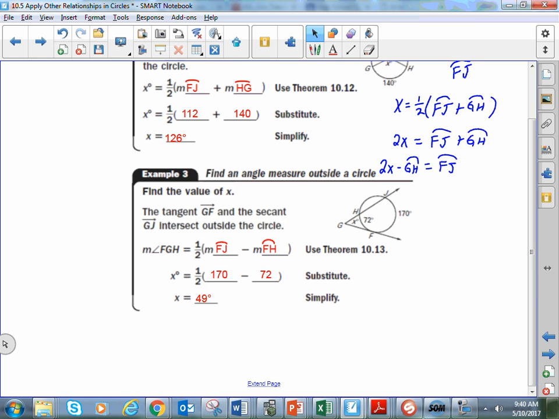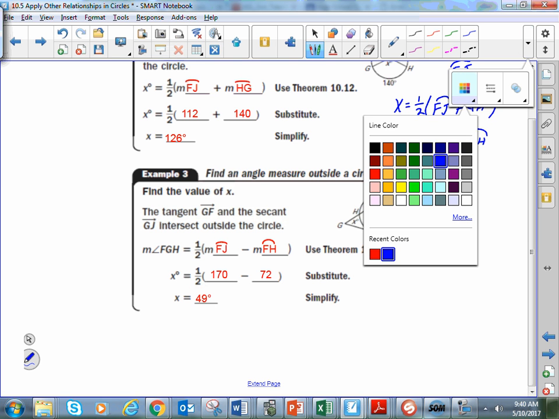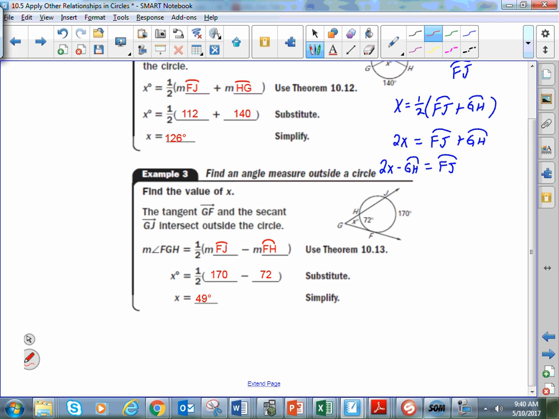And again, I'm going to real quickly do another one of these. Let's say I have angle x is equal to half of jf minus hf. Let's solve this for hf. Could you do it? Well, again, I'm going to get rid of the fraction by multiplying both sides by 2, so I'm going to get 2x is equal to jf minus hf.